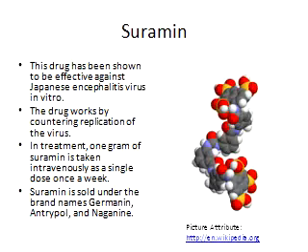Suramin. This drug has been shown to be effective against Japanese encephalitis virus in vitro. The drug works by countering replication of the virus. In treatment, 1 gram of suramin is taken intravenously as a single dose once a week. Suramin is sold under the brand names Germanin, Antripol, and Naganine. In the picture, you see the molecule of suramin.